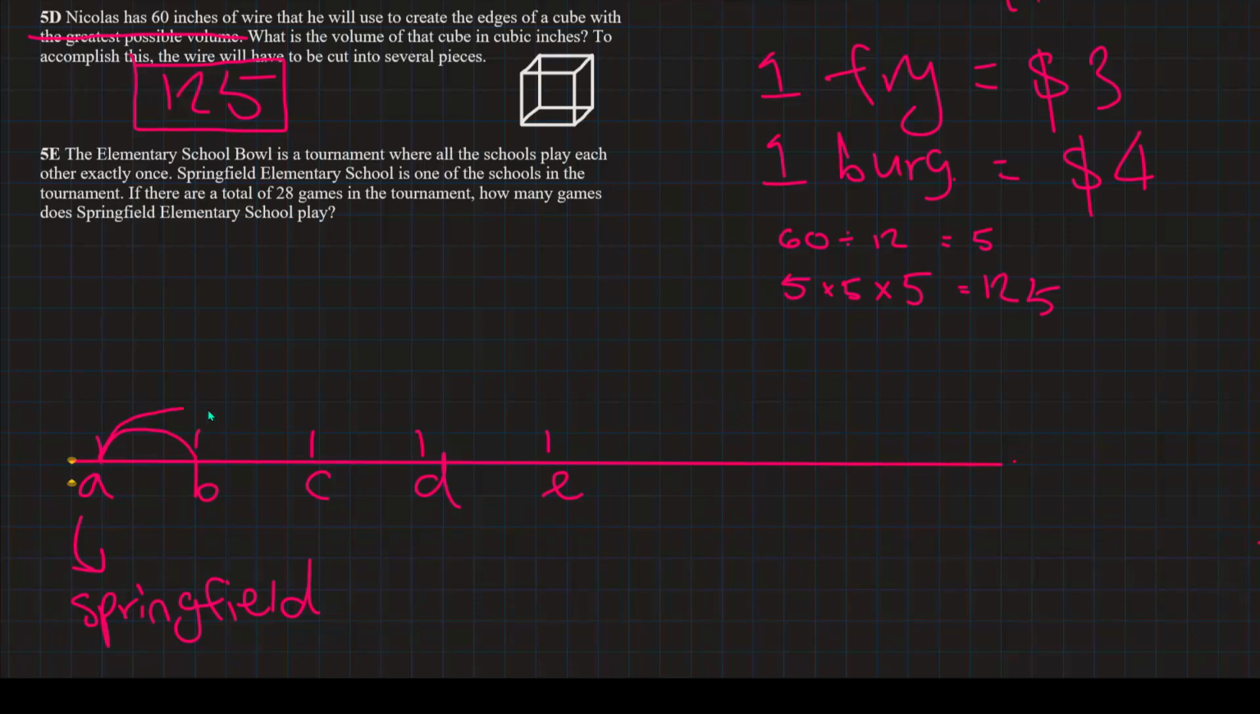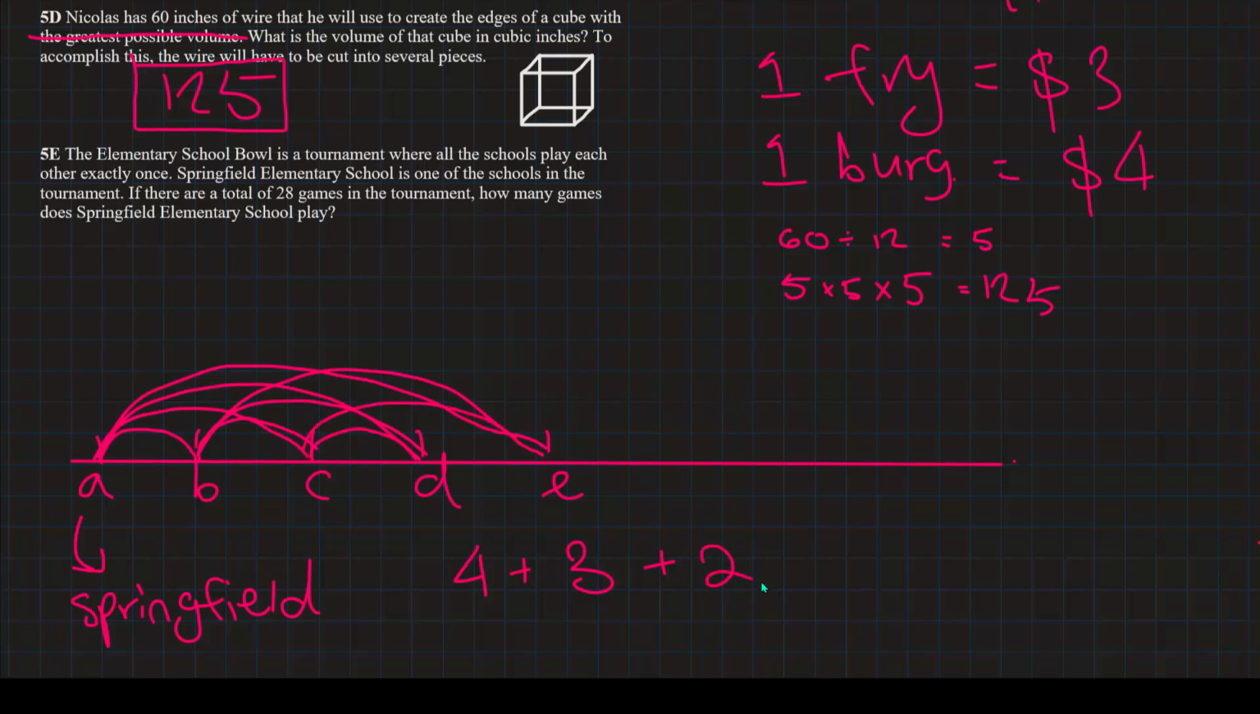A against B, A versus C, A versus D, and A versus E. So that's already 4 right there. Let's keep track of how many games we play. Now we start with B. Well, do we have to go back and connect B with A? No, because they already played a game. So we could just do B and C, B and D, B and E. So after this, that would be 3 more arcs. CD, CE, we connect those. We have 2 more, and then DE, which is 1 more. Added together, this is equal to 10.